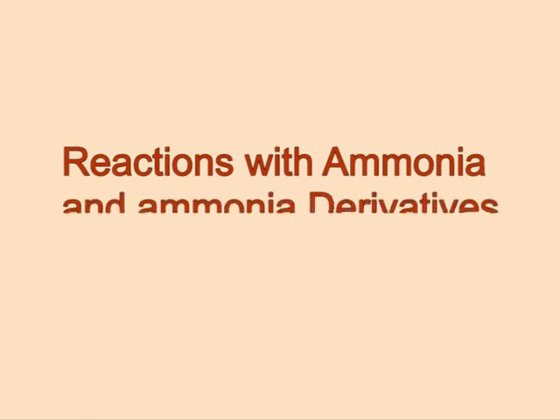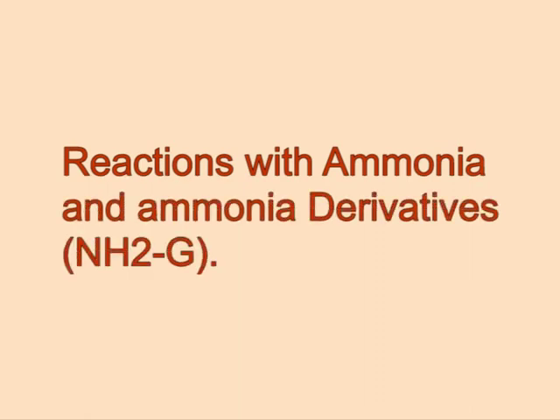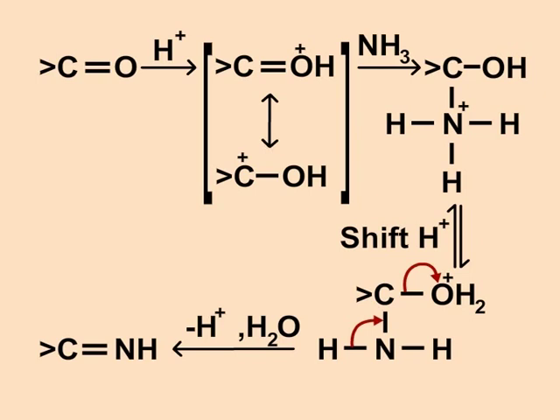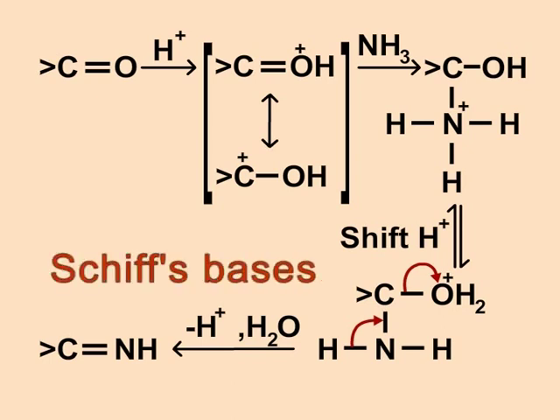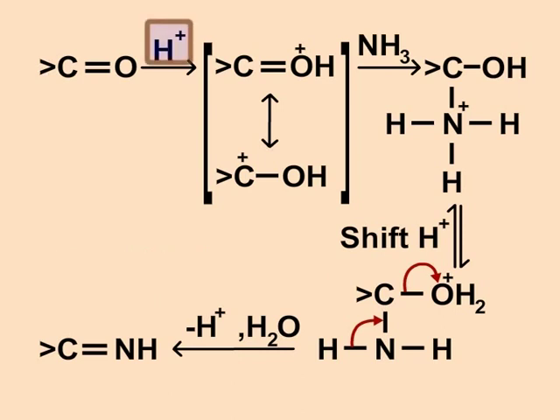We will now learn about reactions with ammonia and ammonia derivatives. Aldehydes and ketones react with ammonia and primary amine to form imines. Imines are also known by an older name, Schiff's bases. Imine formation is acid catalyzed. A pH of 4.5 is an optimum condition.